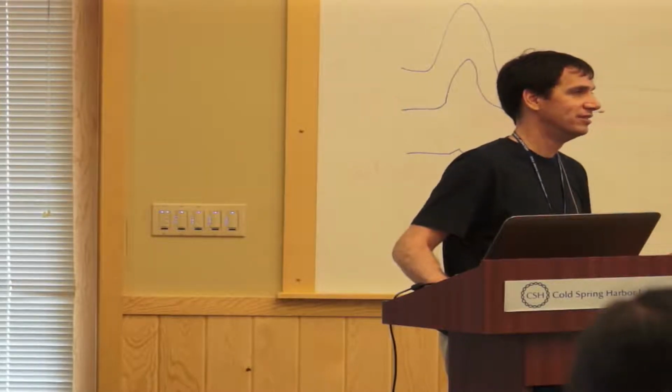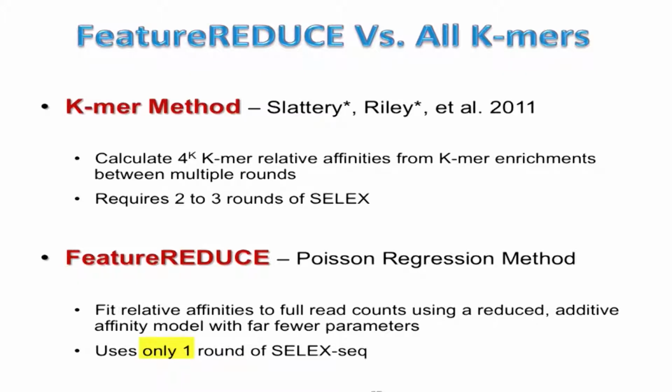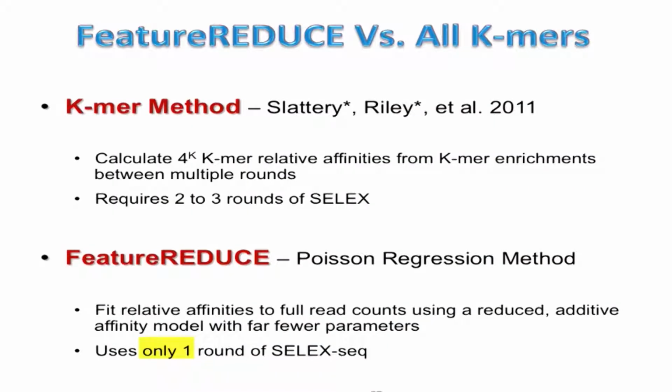All right. So now that's the biological story. Now we're going to talk a little bit about how we build affinity models using this new SELEX-seq data. There are two methods. There's the method that I just described to you, which is what we call the Kamer method, and that's what we published. That's where you calculate all 4 to the K Kamer relative affinities based on Kamer enrichment over multiple rounds. We do this ratio of ratios, and then we do this lowest base integration, different ratio calculations. So that's what I talked about before.